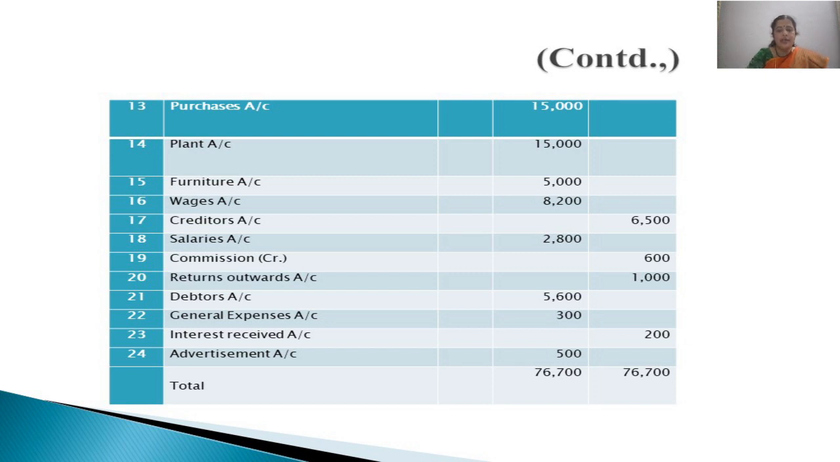And if it is tallied, it means arithmetical accuracy is there. But definitely there can be some errors still, but arithmetical accuracy proof is there for us because the trial balance is tallied.